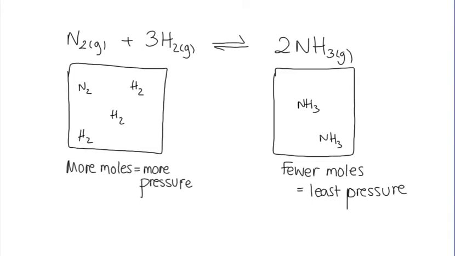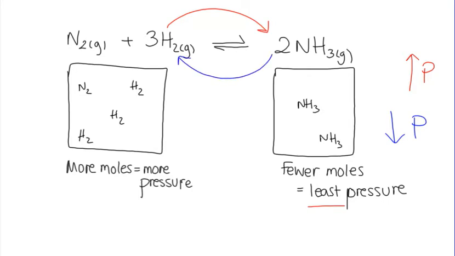And remember, we're going to do whatever we can to oppose the change. So if I was to increase the pressure, then I'm going to want to try to shift to the side that decreases it, and this side is least pressure, so I'm going to shift this way. Whereas if I were to decrease the pressure, then I want to shift to the side that will create some pressure, so I'm going to shift this way to the left to create more pressure.